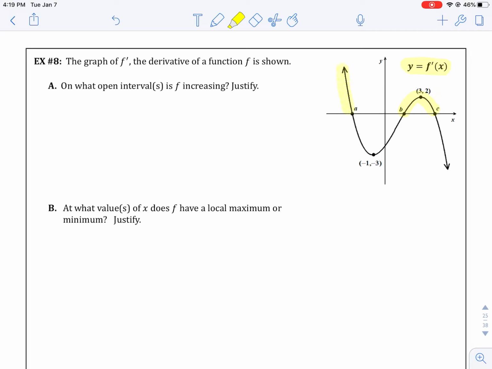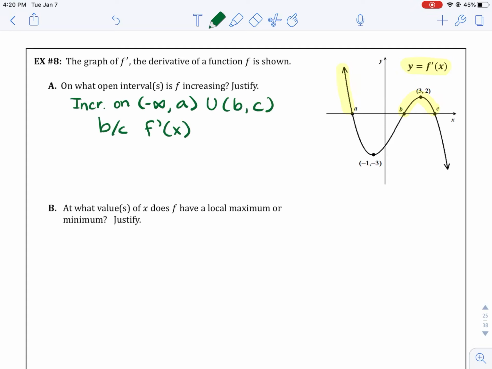Okay, so it would be increasing from, or let's see, we'll say on negative infinity up to that x value a, and then also from b to c. And you want to reference whatever graph you're looking at. So we're looking at the derivative, so the derivative is greater than 0.